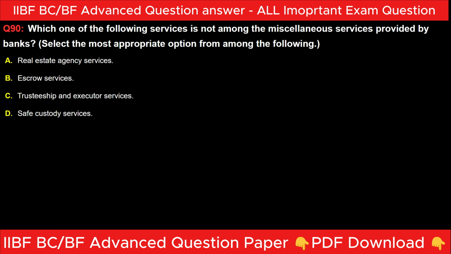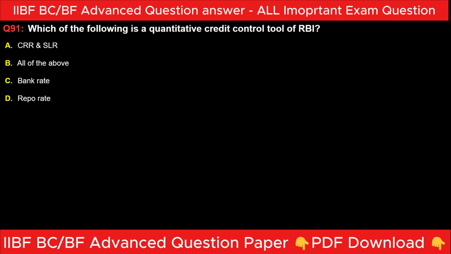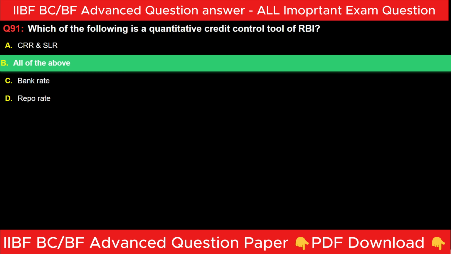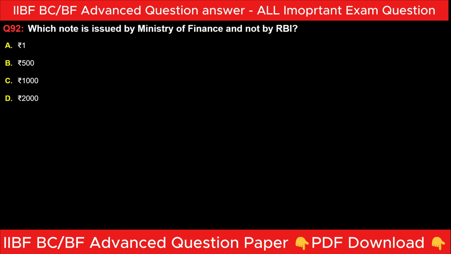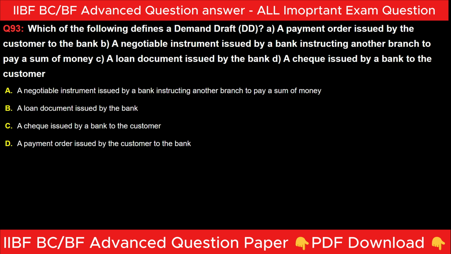Which one of the following services is not among the miscellaneous services provided by banks? Select the most appropriate option from among the following. Real estate agency services. Which of the following is a quantitative credit control tool of RBI? All of the above. Which note is issued by Ministry of Finance and not by RBI? One rupee.